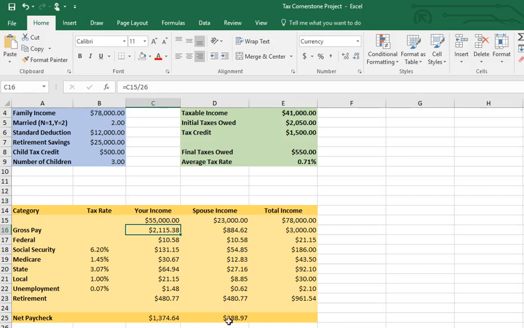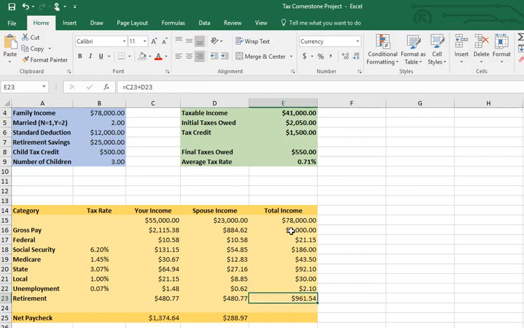And then you would do the same thing with your spouse's income. The total income over here, that's just adding the 2 together. So here's your gross income. That's just adding these 2 together. This is your gross income per pay. So you are $2,115.38 per paycheck. Sorry, that's you. Your spouse is $884.62 per paycheck, for a total of $3,000 between the 2 of you. Here's the total federal tax per paycheck, Social Security per paycheck, and so forth, all the way down.